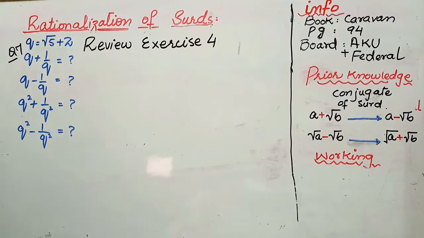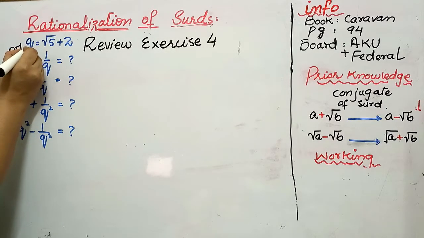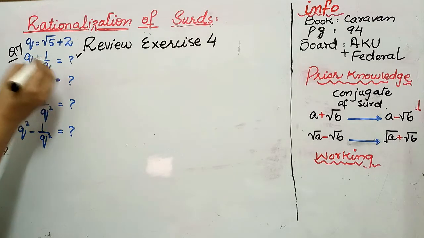Dear students, now we are going to solve question number 7 of review exercise 4. Q is given, that is Q is equal to under root 5 plus 2. We need to find the value of Q plus 1 upon Q, Q minus 1 upon Q, Q square plus 1 upon Q square and Q square minus 1 upon Q square. Let's start solving. The first part, that is Q plus 1 upon Q.